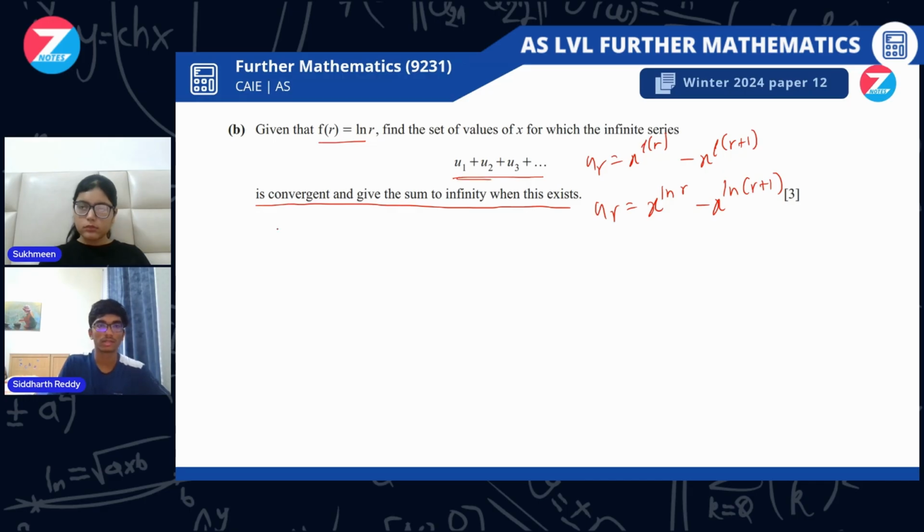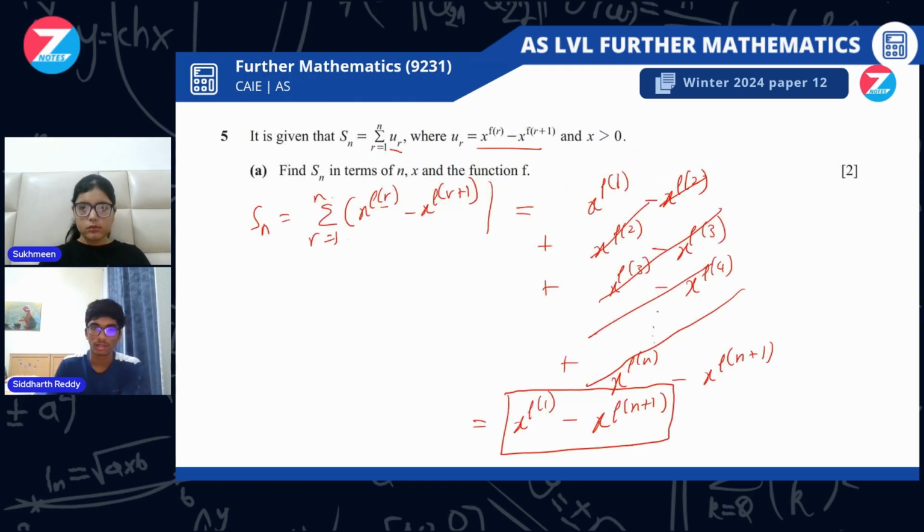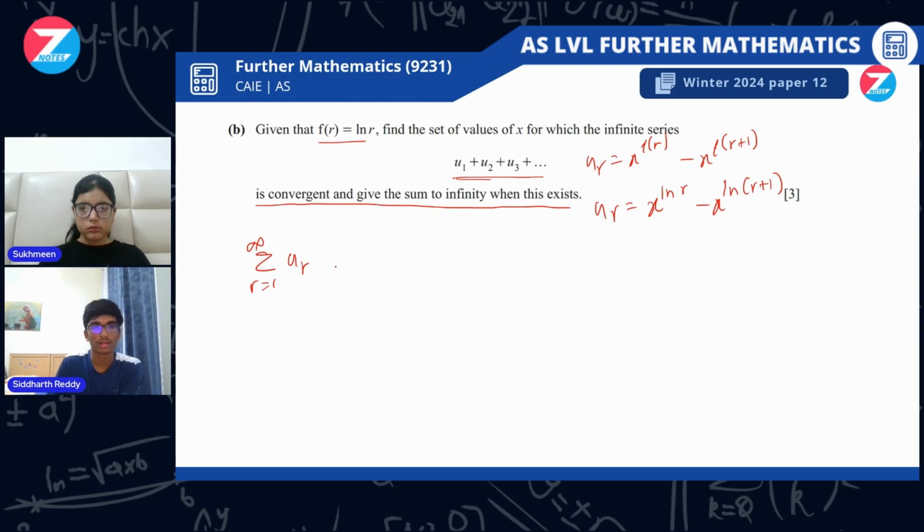So what they're asking here is the sum from r equals 1 to infinity of u r, which we already found to be equal to x to the power f of 1 minus x to the power f of n plus 1. So substituting f of x is equal to ln x, we get x to the power ln 1 minus x to the power ln of n plus 1. Anything ln 1 is always equal to 0, and anything to the power 0 is 1. So we get 1 minus x to the power ln of n plus 1.